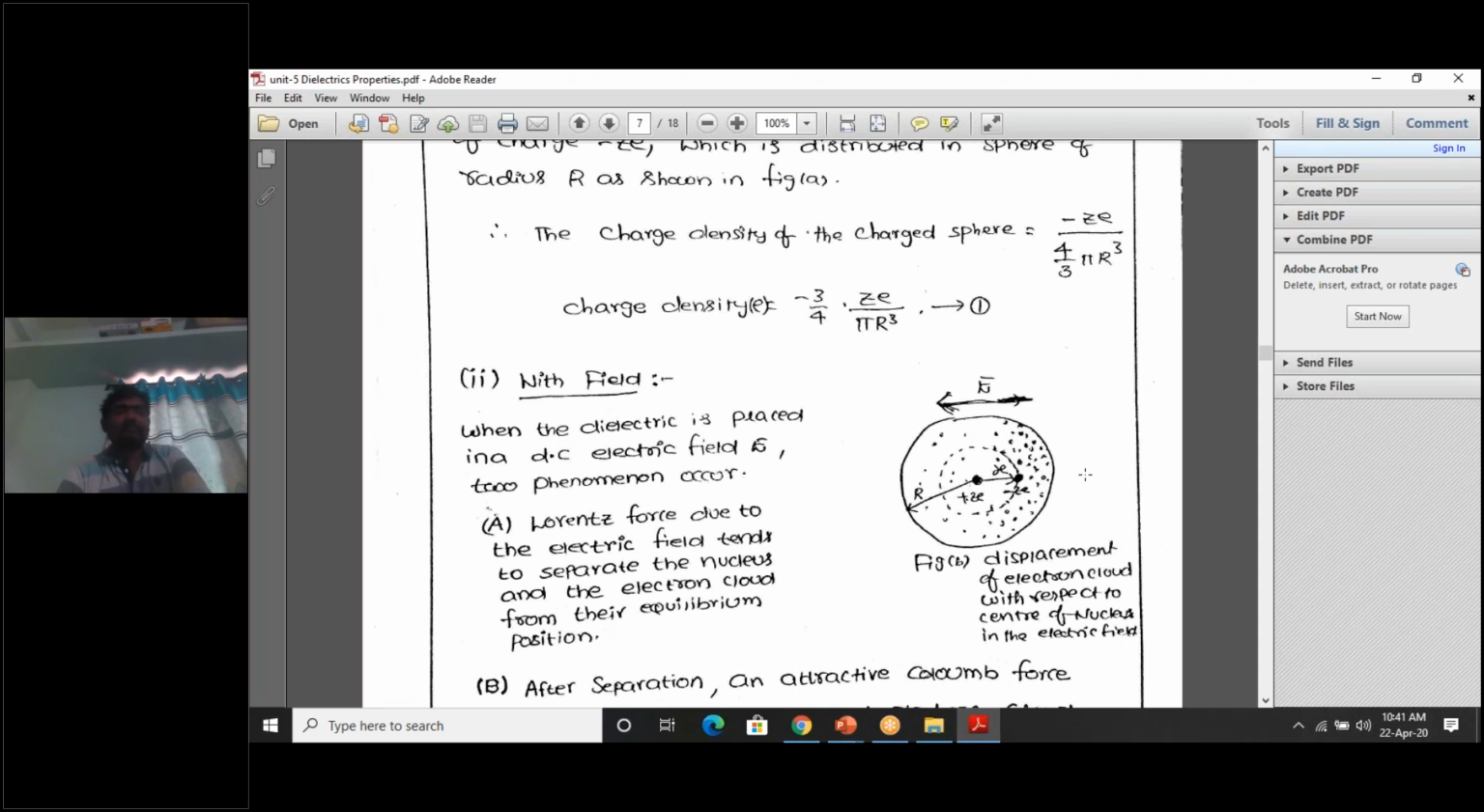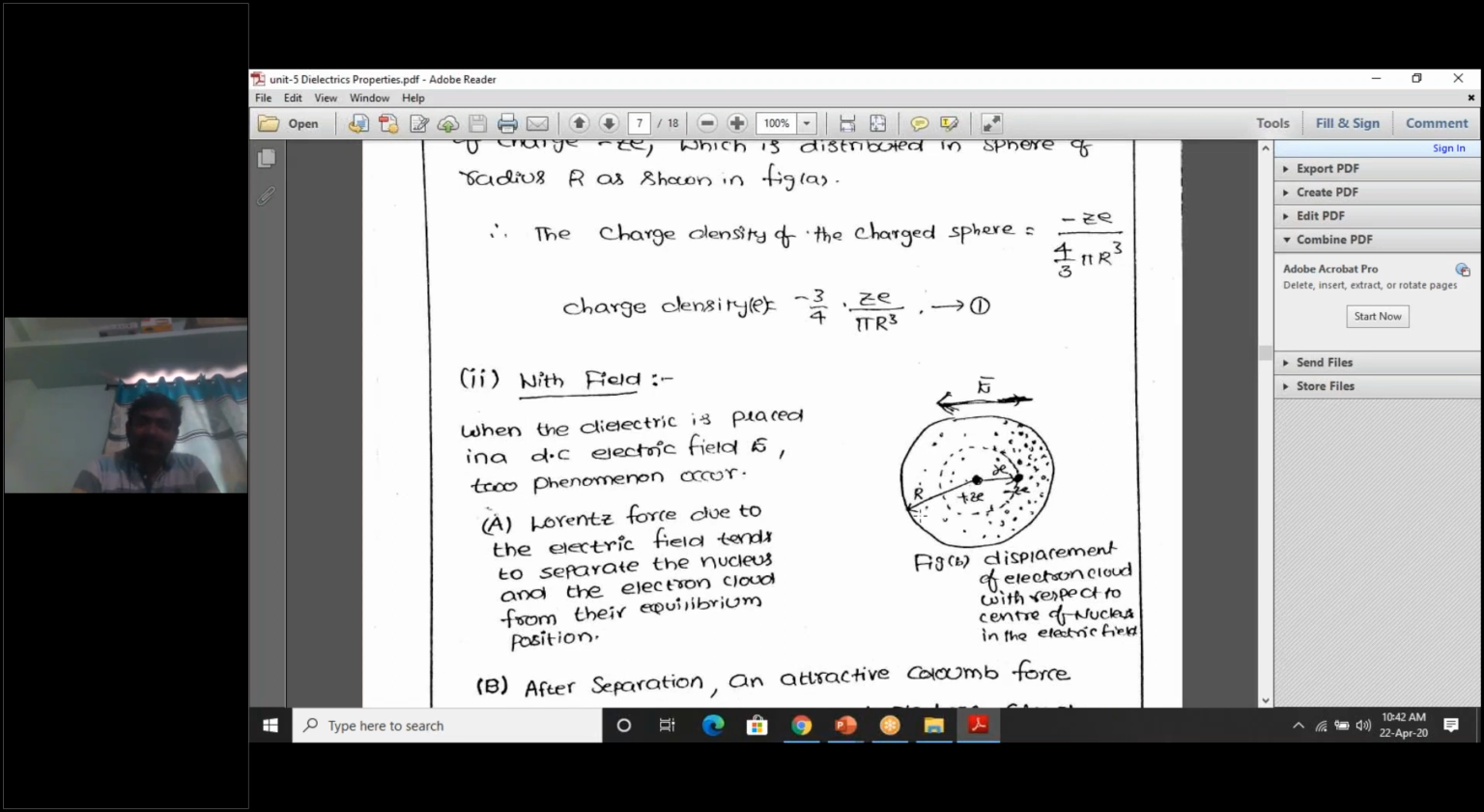What is center of mass? For example, if you take an object, at one particular point this object gets balanced. This particular point is called what? The center of mass. Similarly, there is a center of positive charge and a center of negative charge.